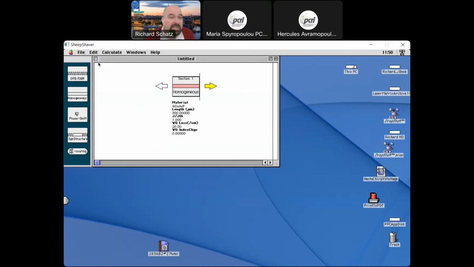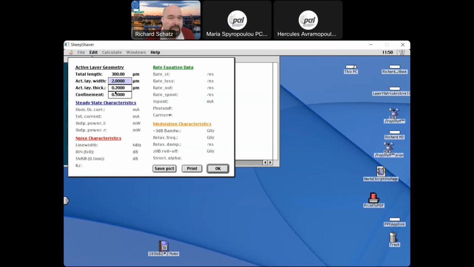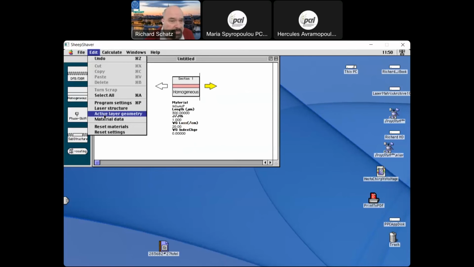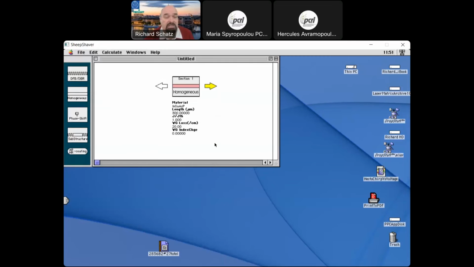Then also it's possible to change parameters of your laser. So you can change active layer geometry. You can put in the width, thickness, and confinement of your layer here. And you can also put in program settings here. Then you can say if you want to use current or current density as input parameters, coupling coefficient or kappa L, and so on. And you can also say how many segments the laser should be divided into if you want to model, simulate, for instance, spatial hole burning. Now I divide it into 10 segments.